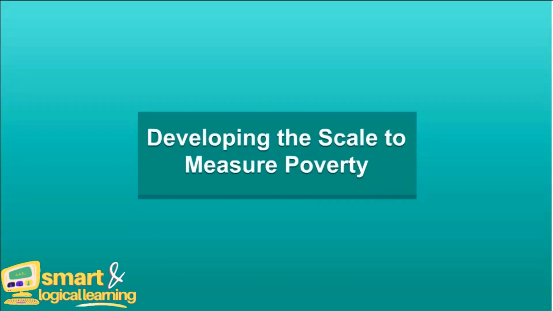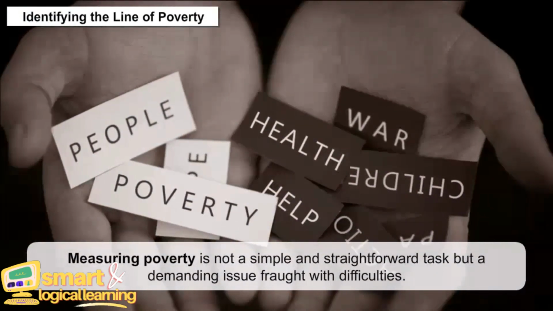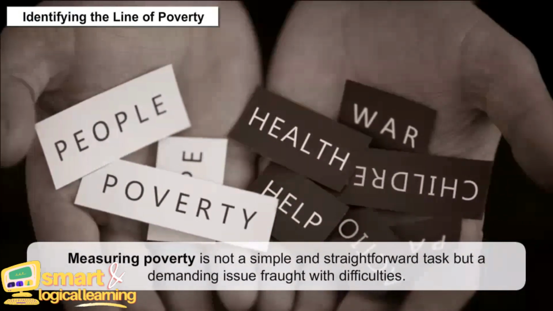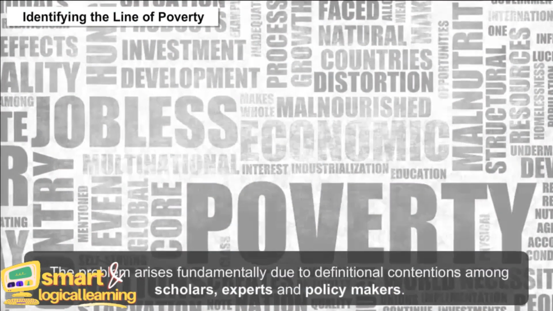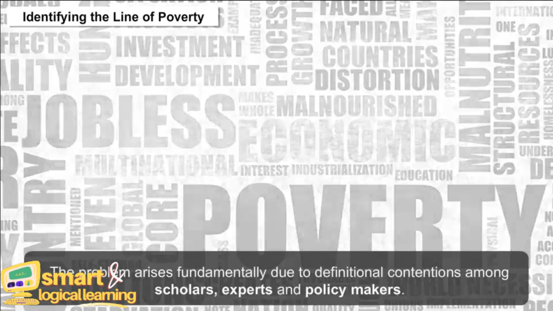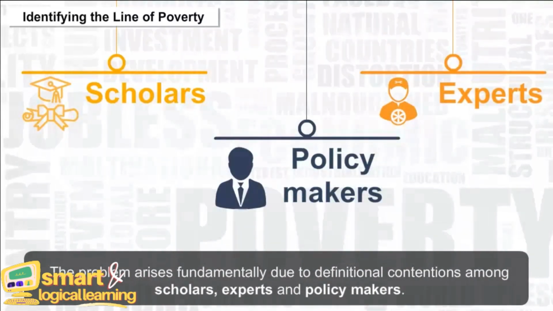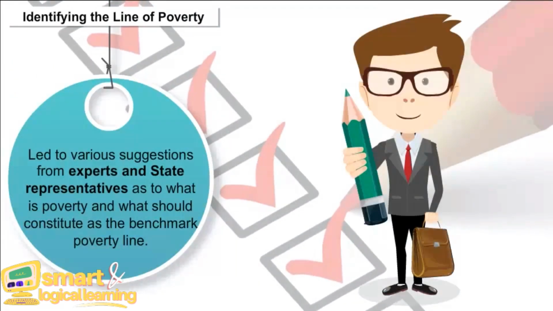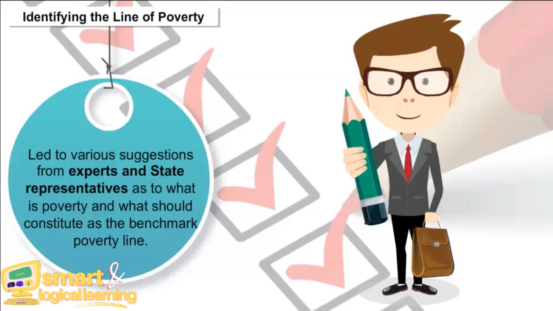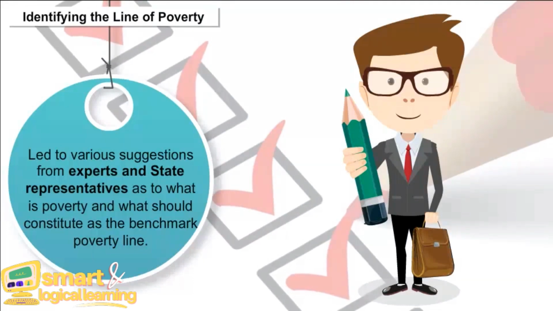Developing the scale to measure poverty. Identifying the line of poverty. Measuring poverty is not a simple and straightforward task, but a demanding issue fraught with difficulties. The problem arises fundamentally due to definitional contentions among scholars, experts, and policy makers. This contention has led to various suggestions from experts and state representatives as to what is poverty and what should constitute the benchmark poverty line.